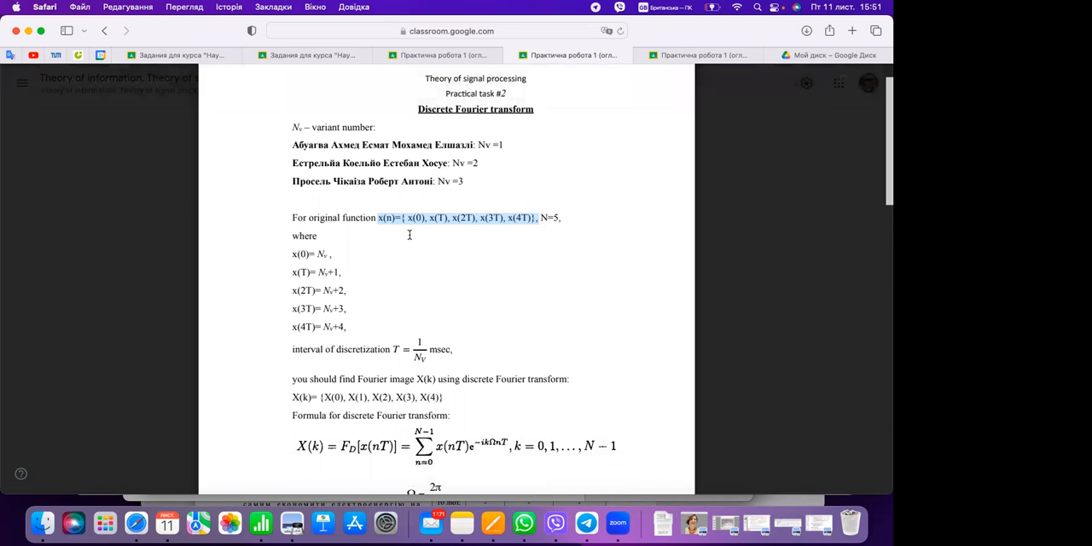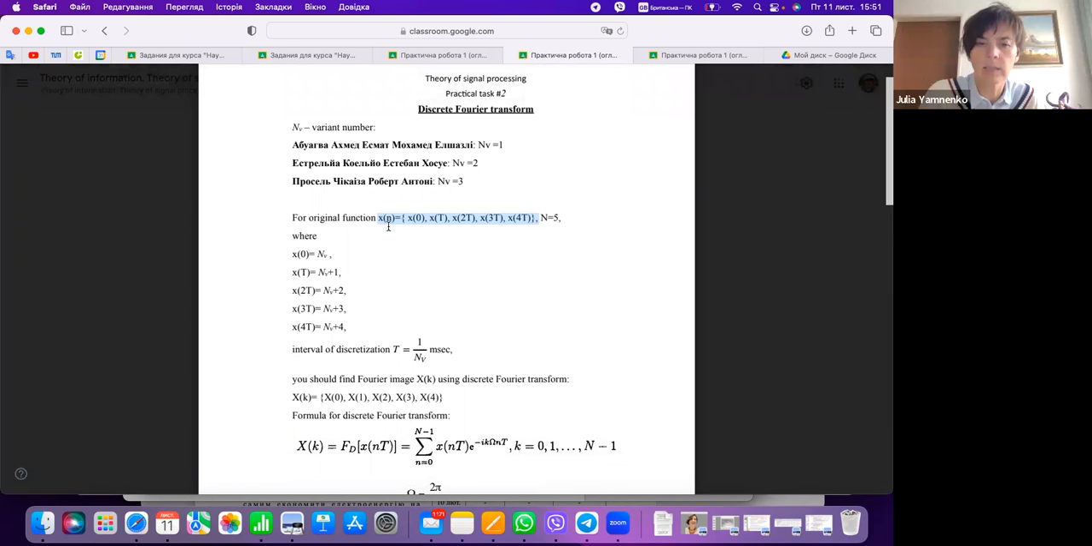Yes, doctor. Okay, so x[n] is an original discrete function that is defined by a total of 5 values. x[0] is the first value, x[T] the second one, x[2T], then x[3T], and x[4T]. So in total n, the number of discrete values, is equal to 5.